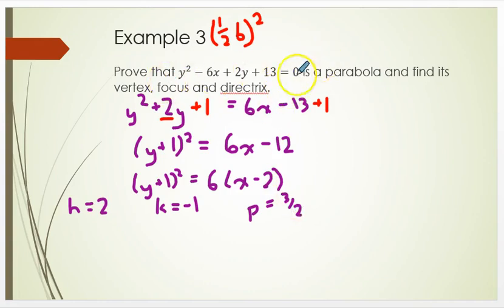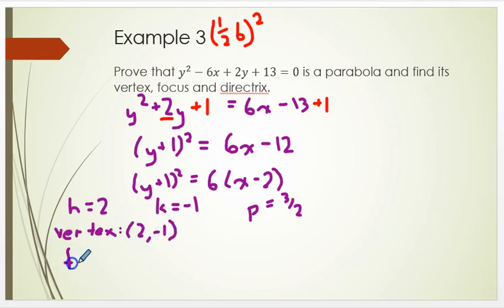We've already proven that it is a parabola because I have the standard form of a parabola here. So the next part of the directions was to go back to what we've been doing in the past, labeling the vertex, focus, and directrix. So my vertex is going to be h comma k, so 2 comma negative 1.